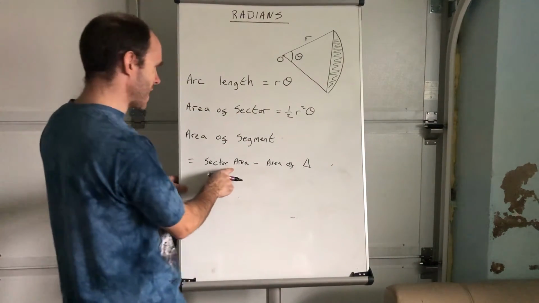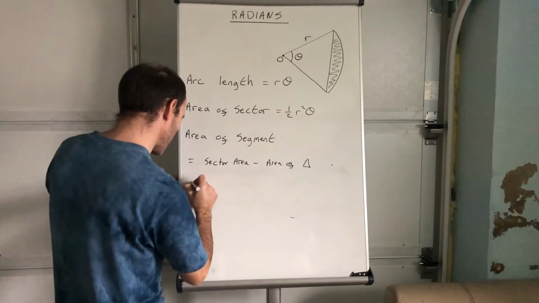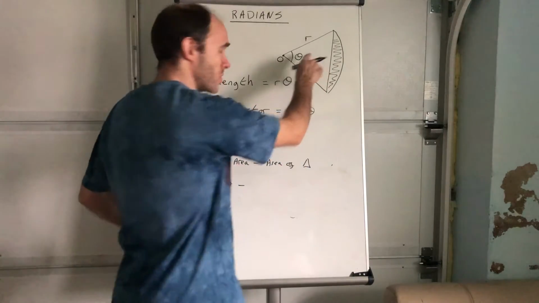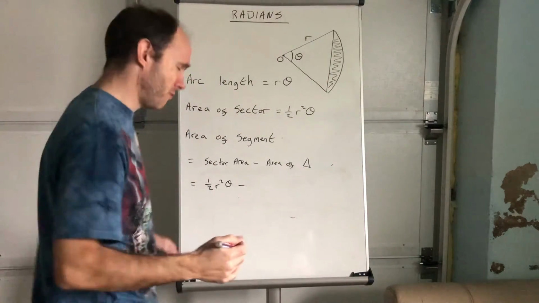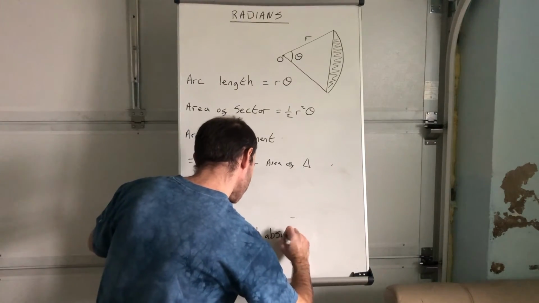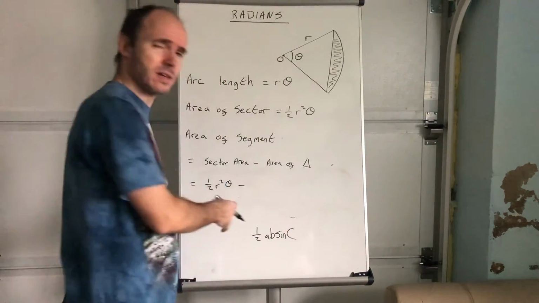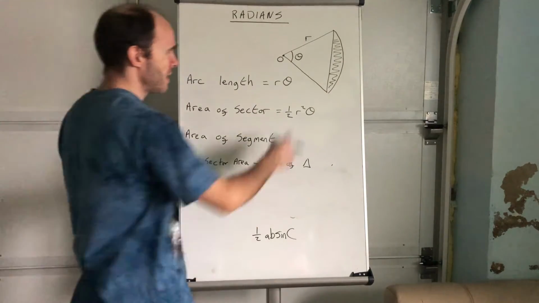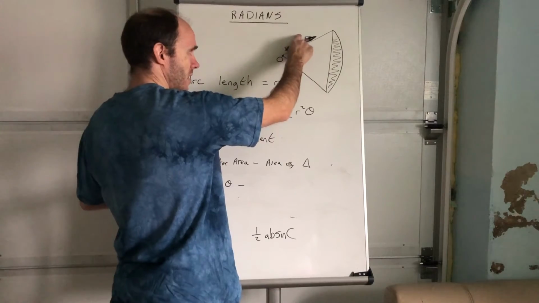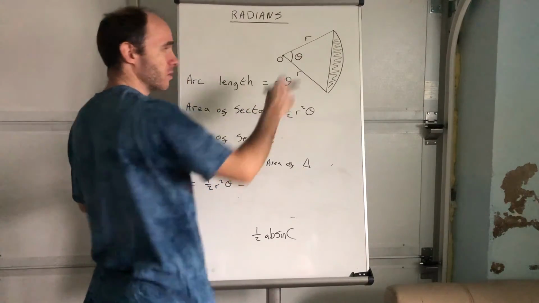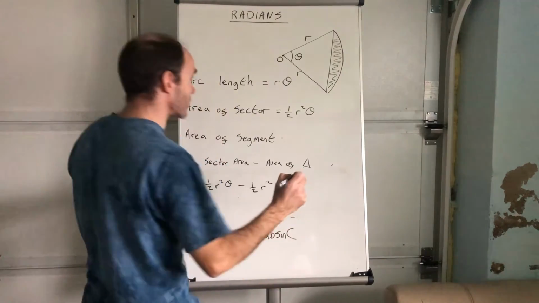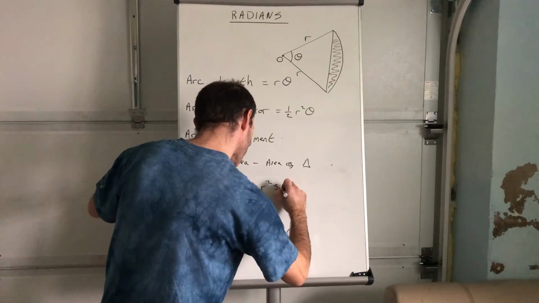Now, we know the sector area in radians. We've just worked it out, haven't we? It's 1/2 r squared theta. The area of the triangle, remember what that is? Well, the common formula for the area of a triangle is 1/2 ab sine C, where the angle C is in between the lengths a and b. These will be the lengths a and b. Since they're both a radius, that will be 1/2 times r times r sine that angle there. So we've got 1/2 r squared sine theta.